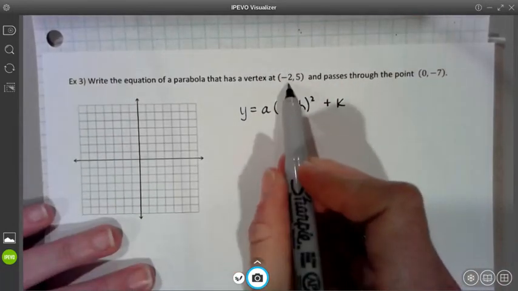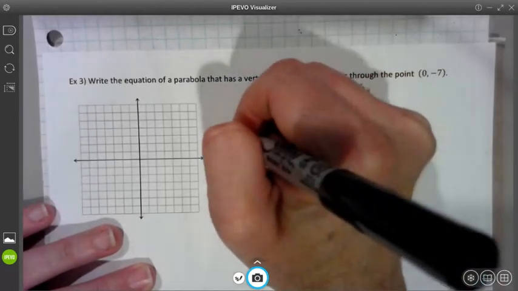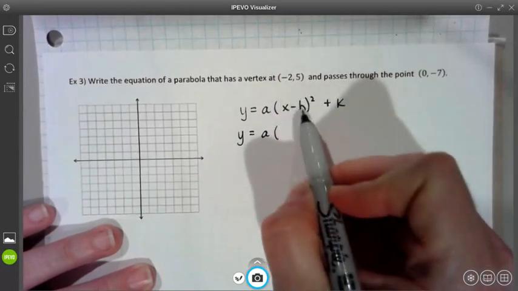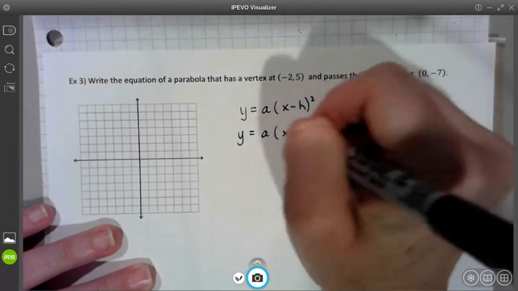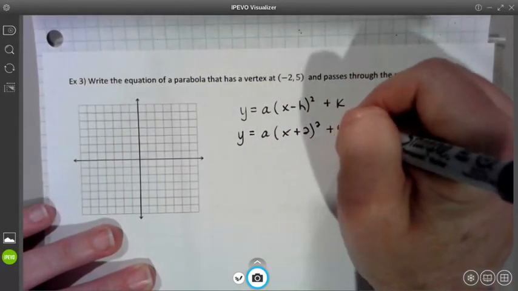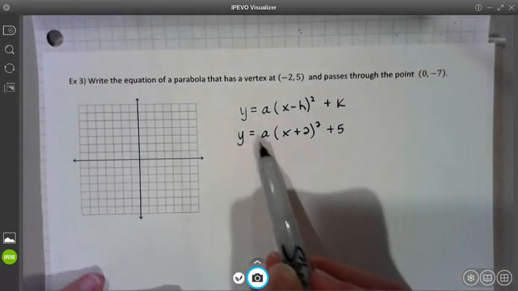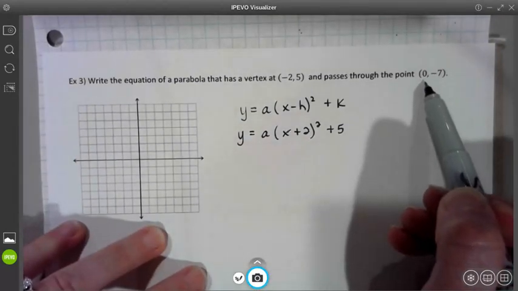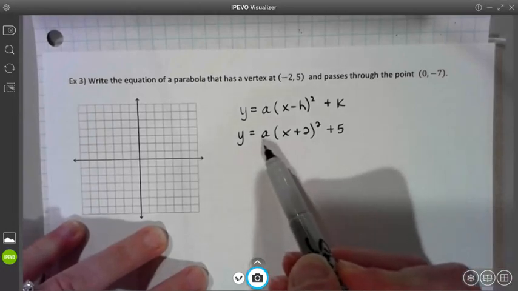So they've asked us -2, 5, and it also has to pass through the point 0, -7. So just plug the vertex in. So y equals a times, if it has an x coordinate of -2, that would have been x plus 2 quantity squared. All right. And then if it had a y value of 5, that would have been plus 5. And then the only thing we really need to know to officially write the equation of the parabola is the a value. So you can take the point they've given you, and you can borrow it and plug it in as an x and a y value, and then you can solve for the a value that is needed.